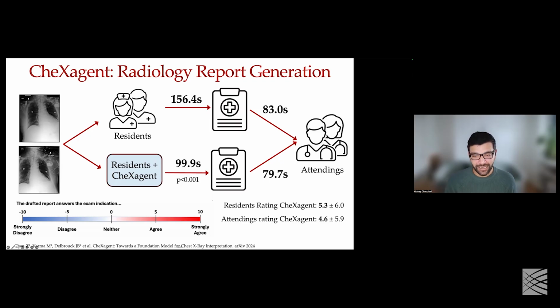Then we asked our attendings to rate the checks agent reports, and they also generally agreed, but they're more critical than the residents, which makes a lot of sense. Attendings have a lot more experience, they've seen a lot more diversity of cases, and they're probably more discerning in the model outputs. But they still generally agreed that the responses were good.